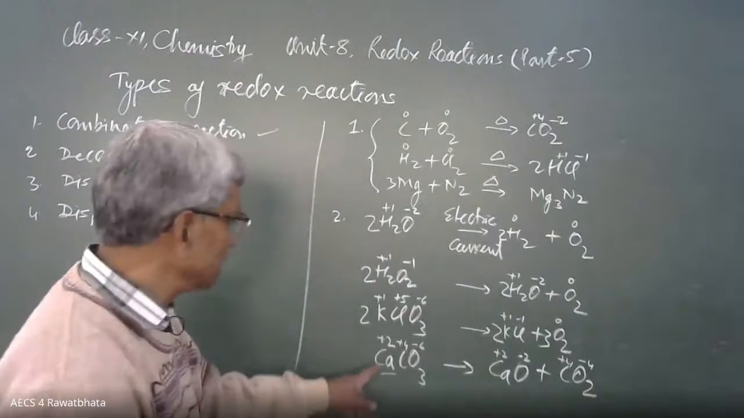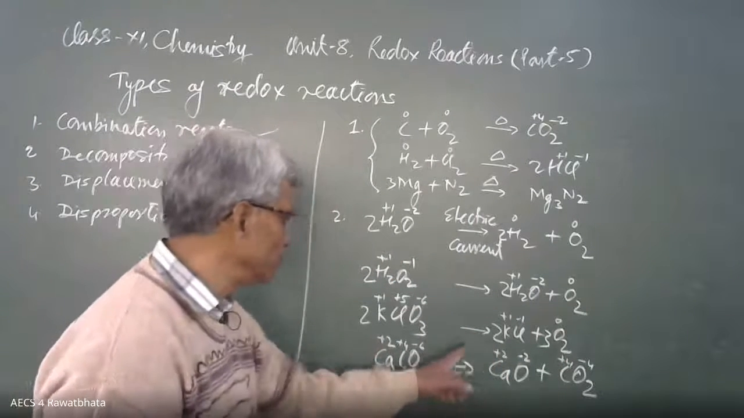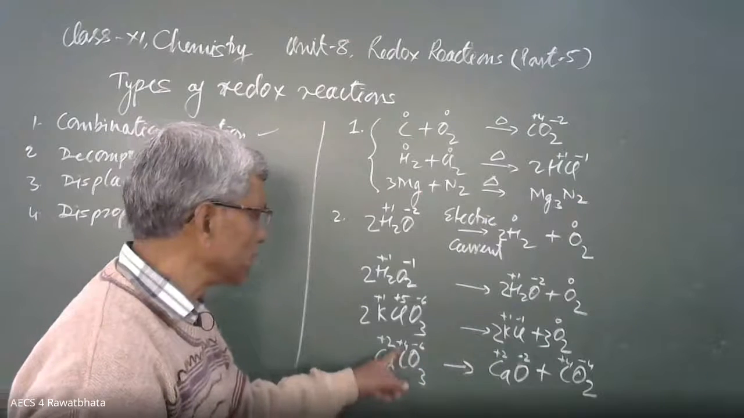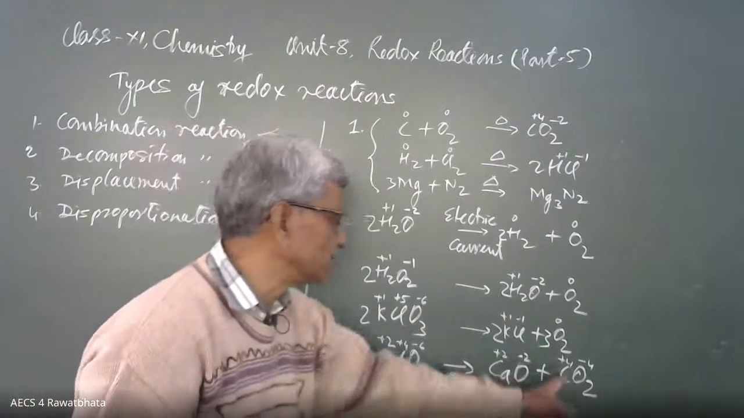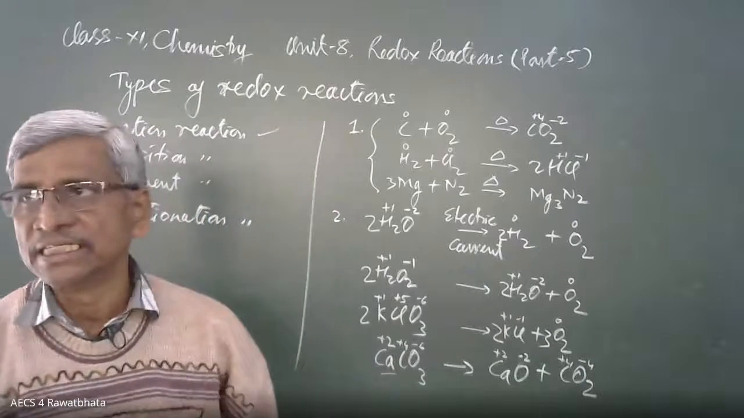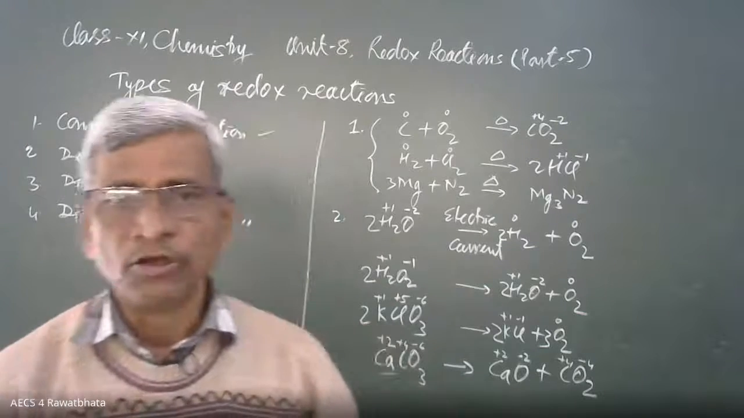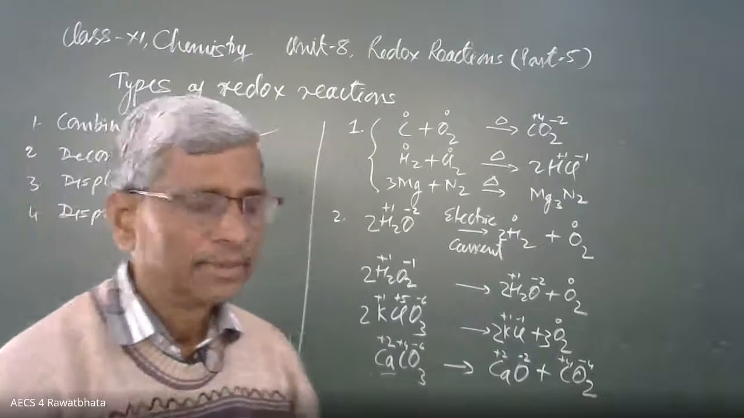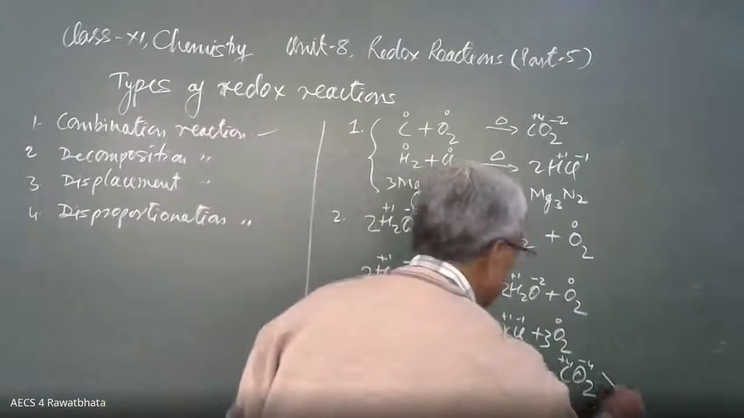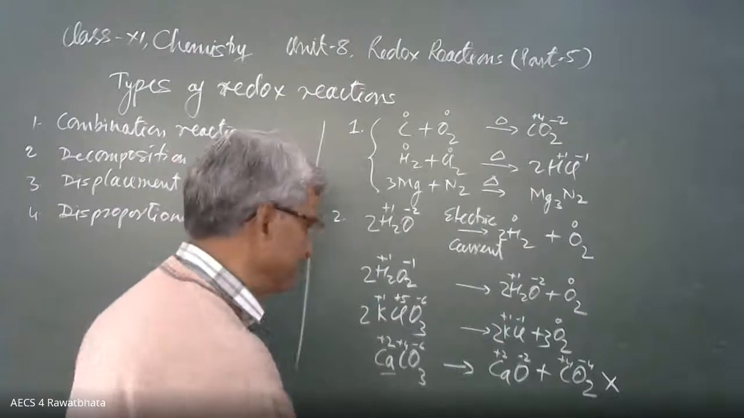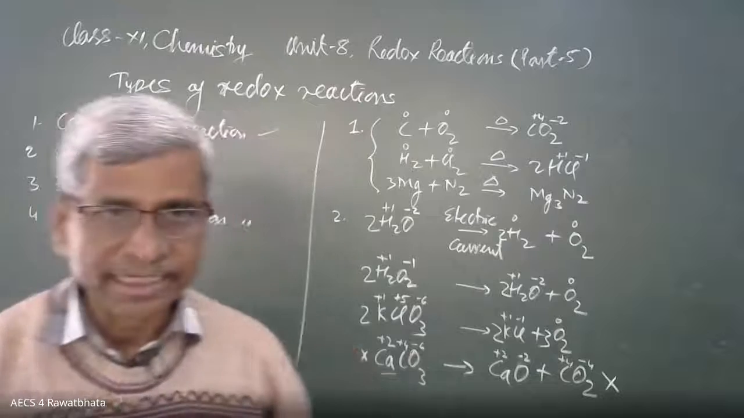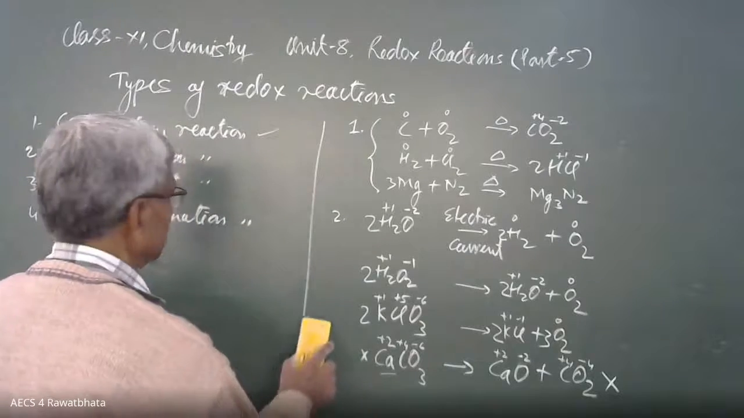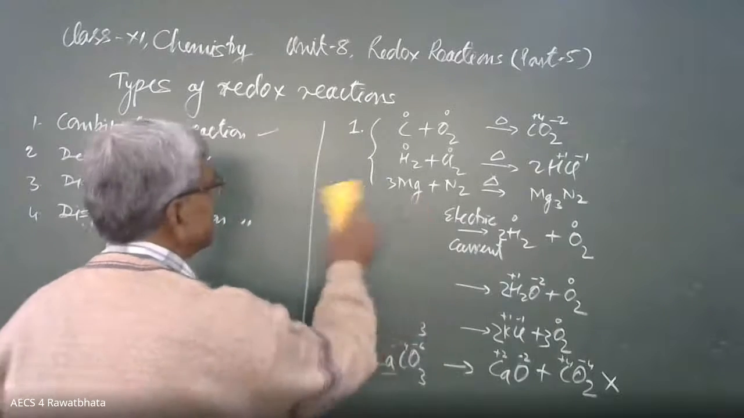See that calcium goes from plus 2 to plus 2, carbon from plus 4 to plus 4, and oxygen here minus 2 to minus 2. So there is no change in oxidation number. That's why it is not a redox reaction. This reaction is not an example of a redox reaction. This is the decomposition reaction. And the last one, third one, displacement.